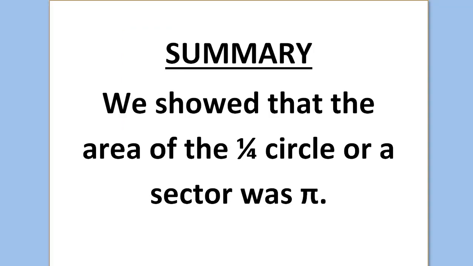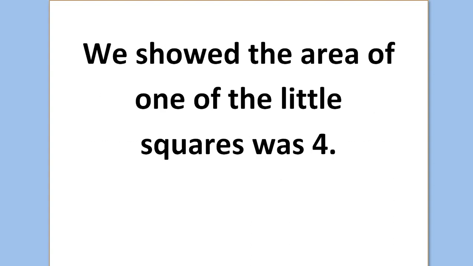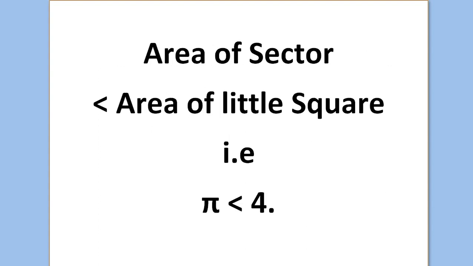So to summarize, we showed that the area of the quarter circle, or a sector, was pi. We showed that the area of one of the little squares was 4. So the area of a sector is less than the area of a little square, i.e. pi is less than 4.